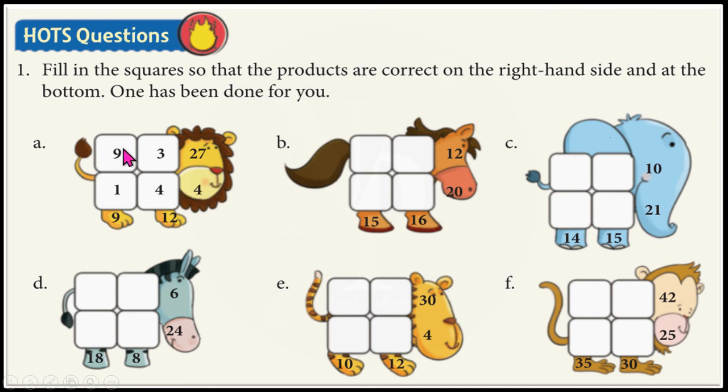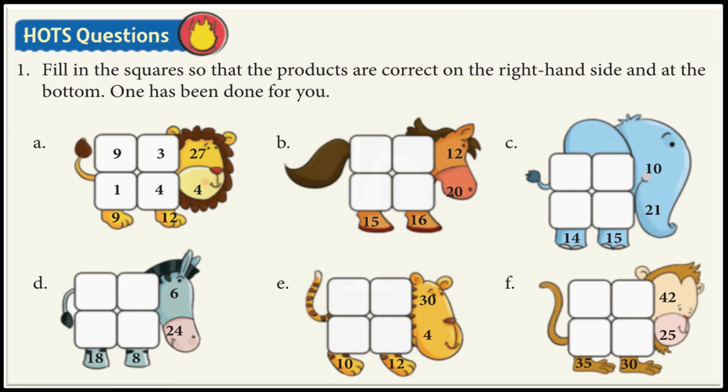Downward, 9 ones are 9, 3 fours are 12. Like this. To get 12 as product, when you multiply horizontally across, we should get 12 as product here. And when we multiply vertically, we should get 15 and 16 as product here. So we should choose appropriate numbers to get these numbers as products.